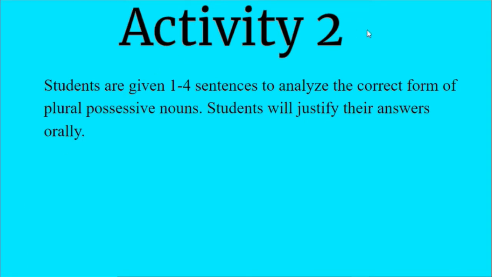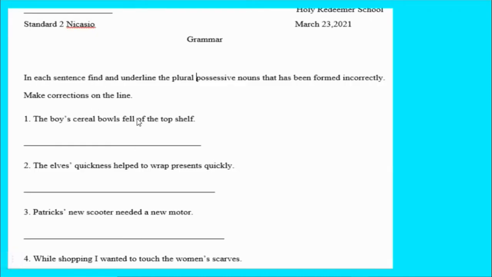So activity 2, students are given 1 to 4 sentences to analyze the correct form of plural possessive nouns, and students will justify their answers orally. So I gave them 4 sentences here. Some of them would have the correct form of plural possessive nouns, and some of them would be incorrect. So they would have to analyze the sentence and see if the plural possessive form is used correctly, or if it is wrong, and then they would have to make the corrections, and I would call them and they would have to justify their answer.